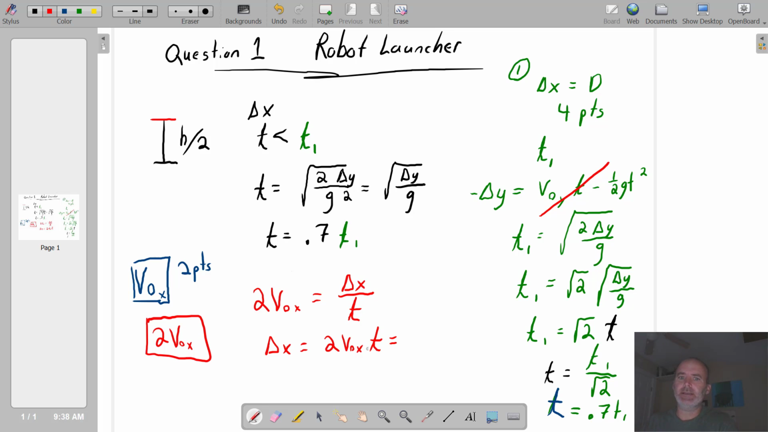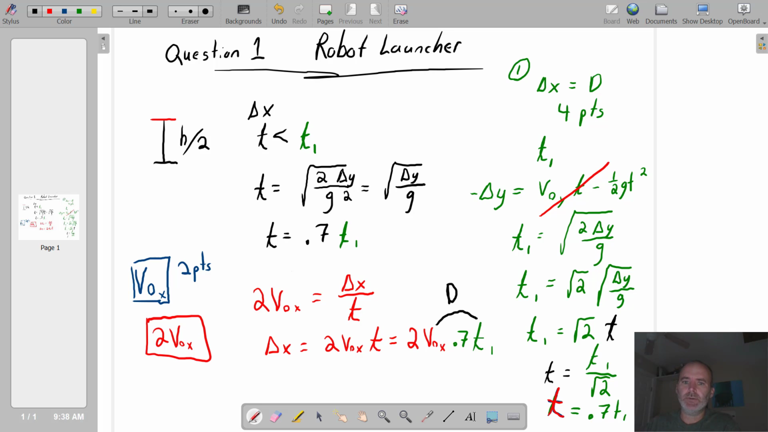And now let's write this in terms of t1. This t is still going to be 0.7 t1. So I have 2 v0x, and now my t is going to be 0.7 times t1. All right. Okay, v0x times t1 is d.